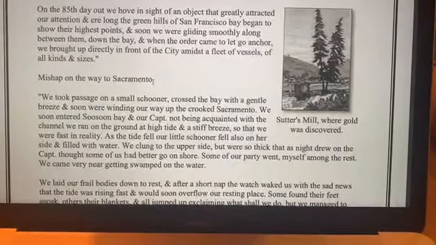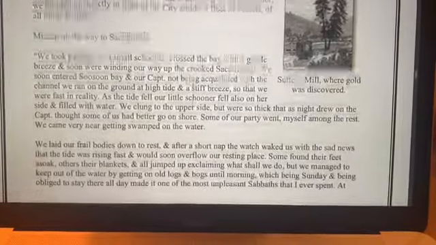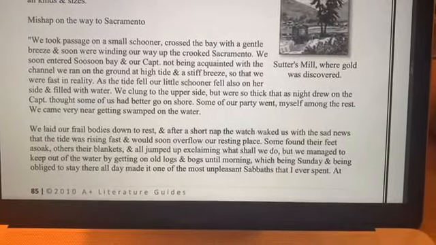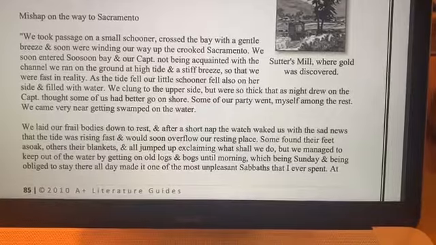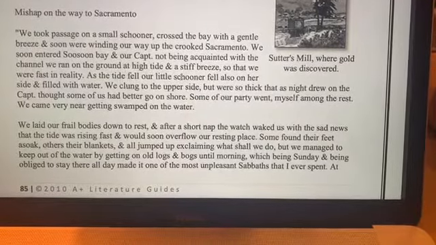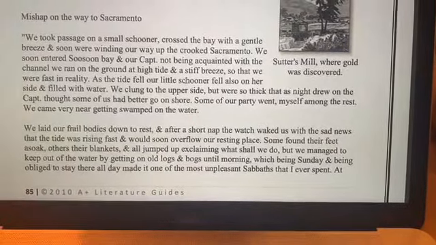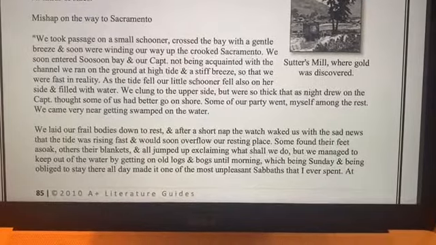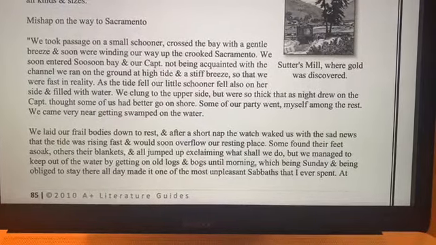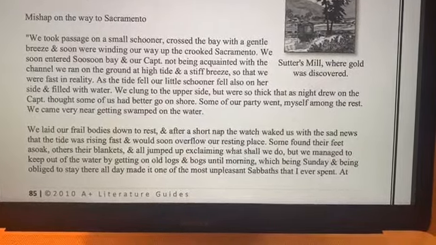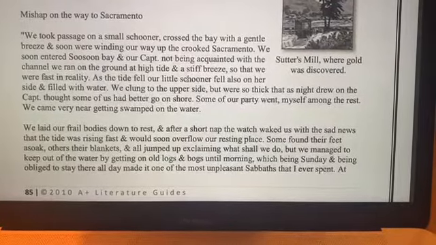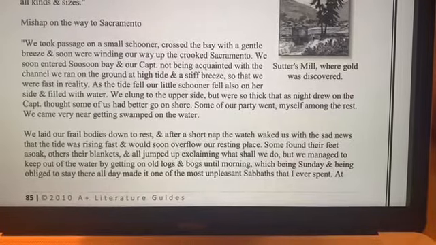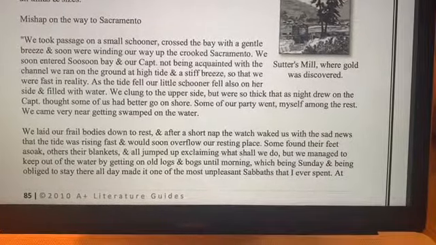Now there's a mishap on the way to Sacramento. We took passage on a small schooner, crossed the bay with a gentle breeze, and soon were winding our way up the crooked Sacramento. We soon entered Suisun Bay, and our captain not being acquainted with the channel, we ran on the ground at high tide and a stiff breeze, so that we were fast in reality. As the tide fell, our little schooner fell also on her side and filled with water.